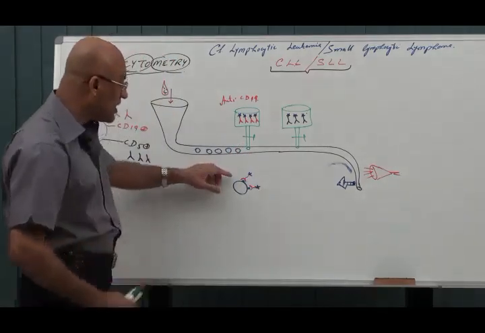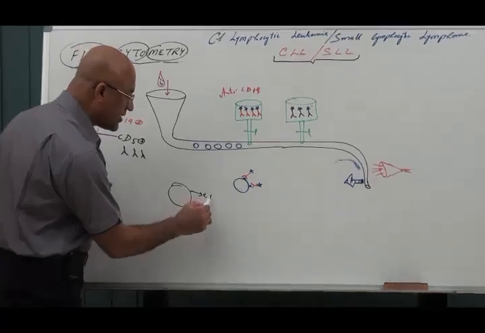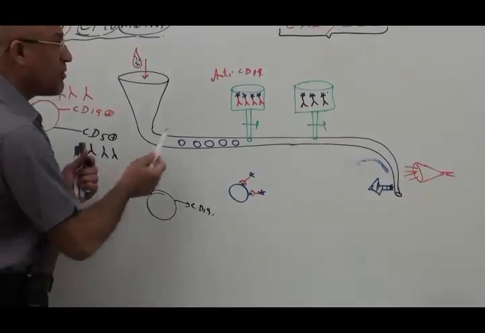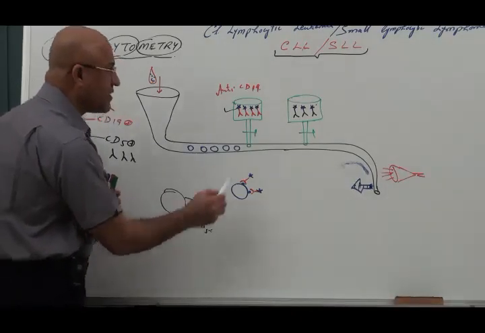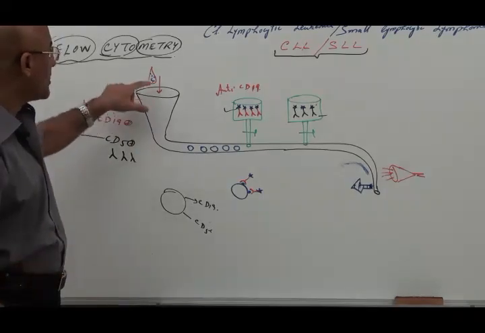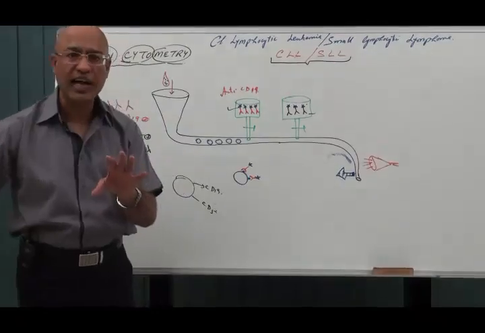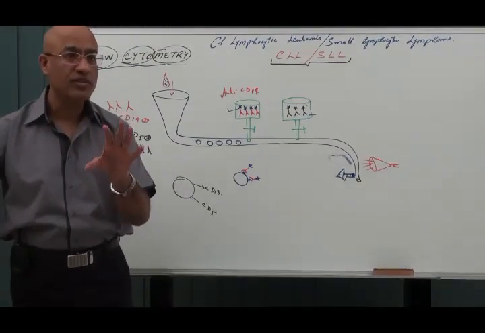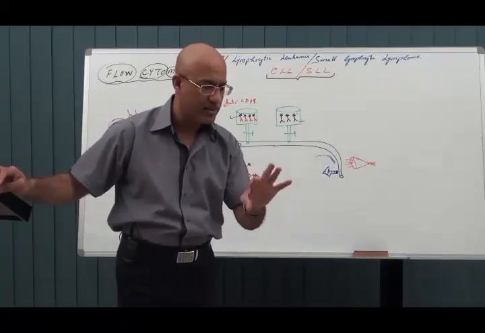If the cell is only CD19 positive, right? Let's suppose this cell is only CD19 positive, right? It will have only flow reaction to this. But if it is CD5 positive as well, then it will react to these as well, right? So this is a simple concept of flow cytometry, which is used to detect the special surface marker on the cells, right?